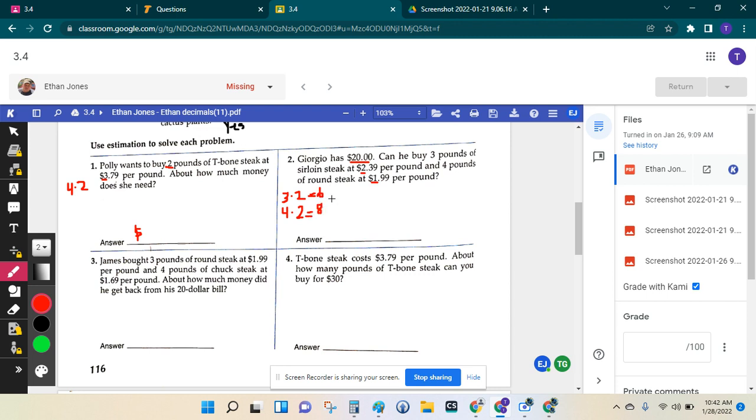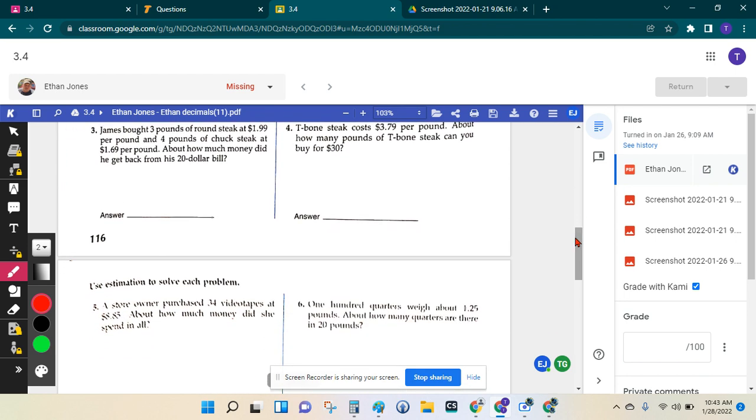Okay, so then we would add those together, and that's going to give us 14. So she had $20. So would that be enough? Or he had $20. If it cost 14, would he have enough if he had $20? Yes or no? So that was one.